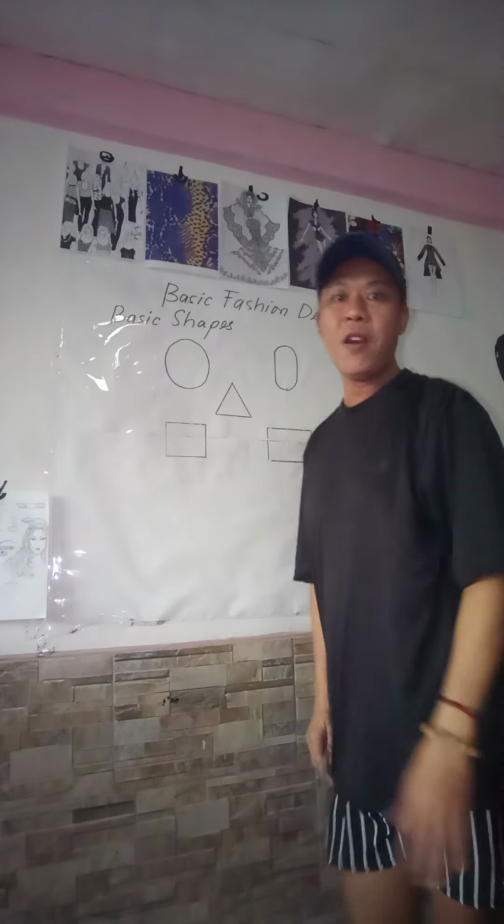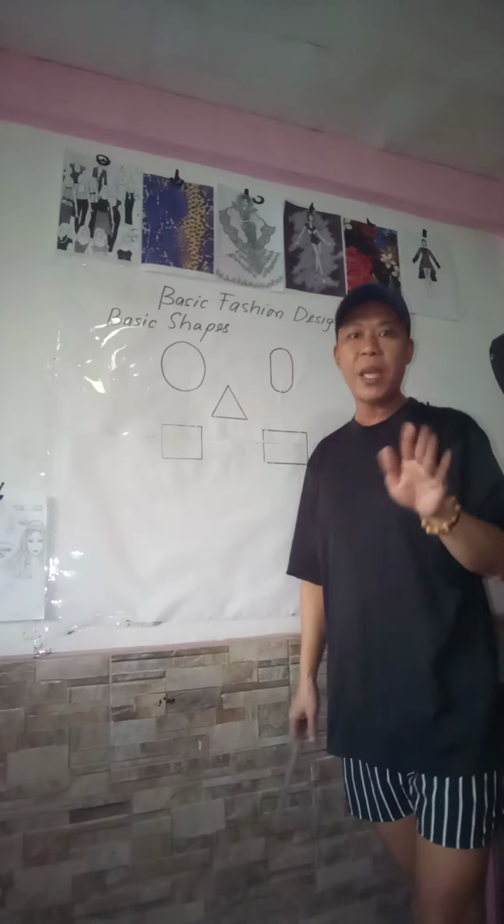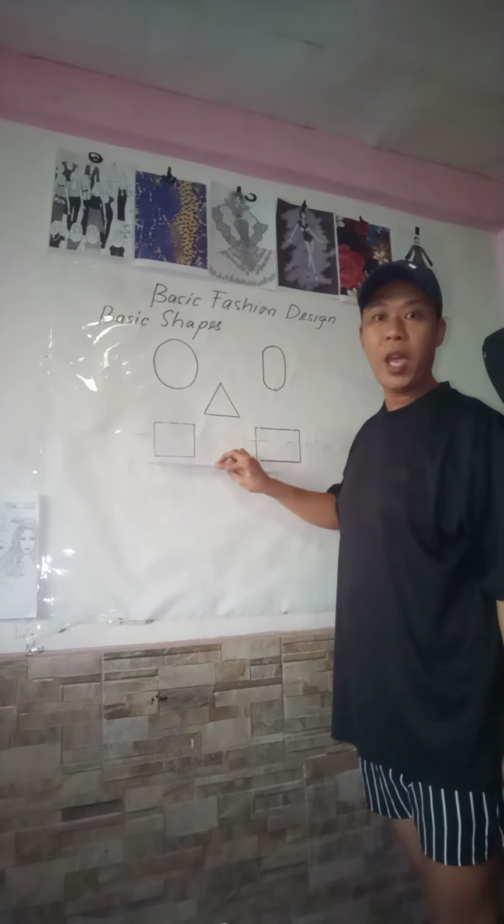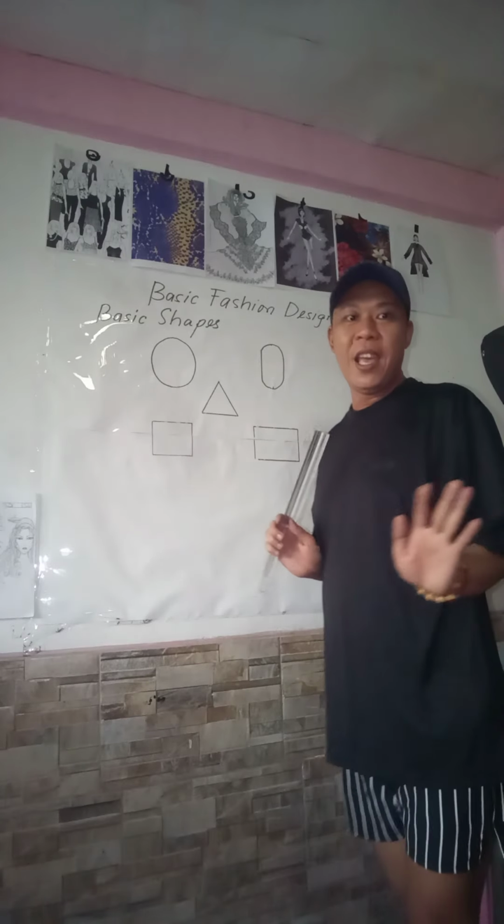All right, so I think it is clear. The basic shapes: round, triangle, oblong, square, and rectangle. All right, so this time I'm going to share with you the basic lines and the curves, of course.